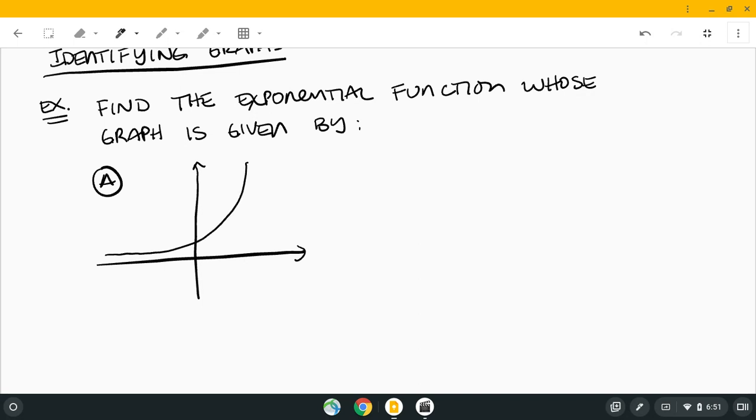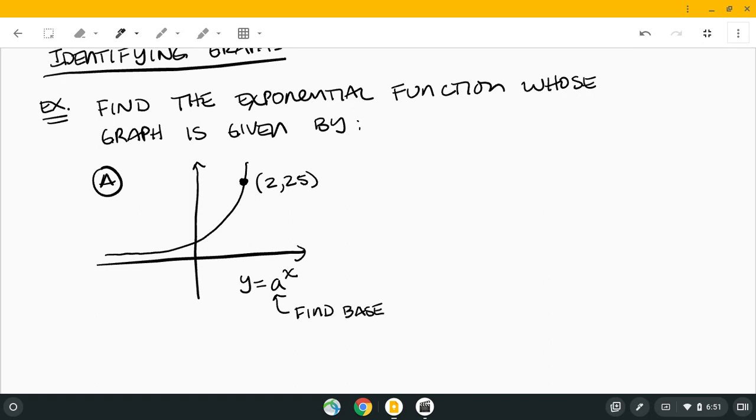Okay. And let's suppose that over here you have this point on the graph, which is 2, 25. You can probably tell intuitively what that's going to be. So we're trying to find an equation that looks like this, right? And we want to find out the base. That's what we're really trying to find.